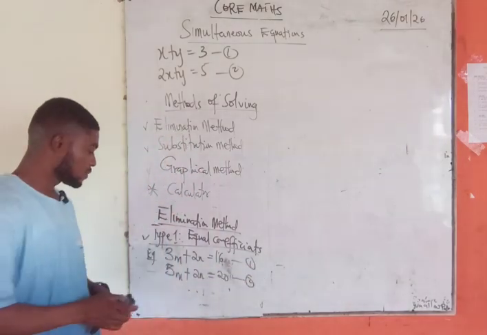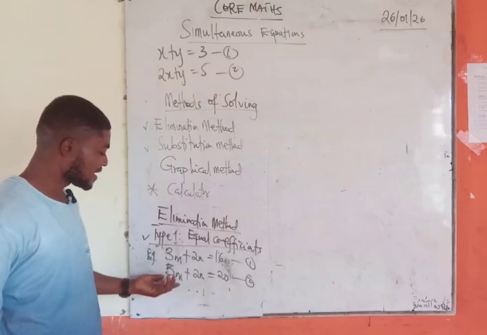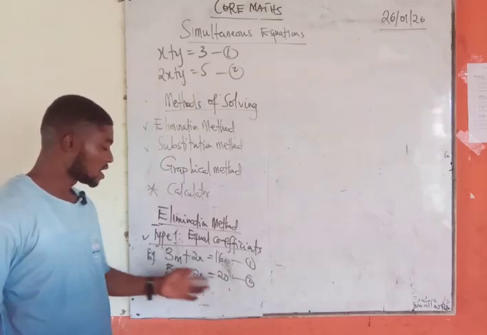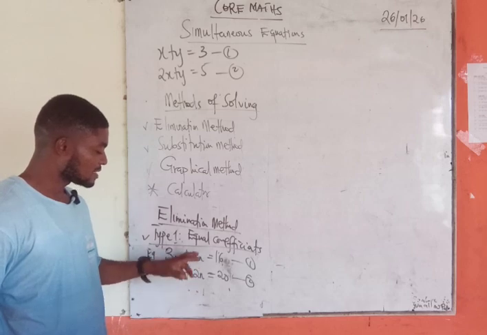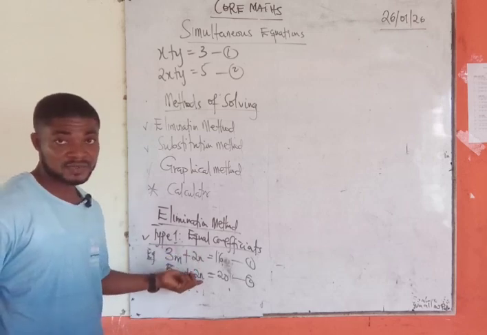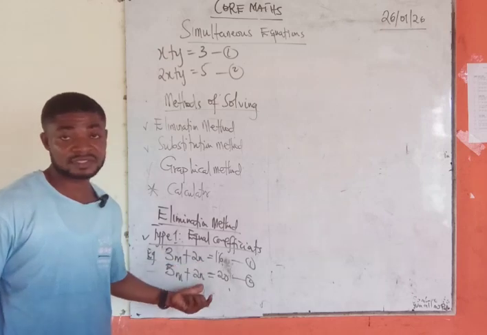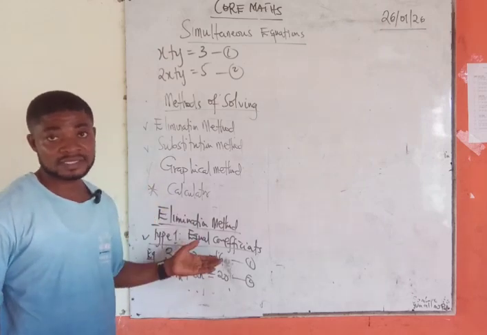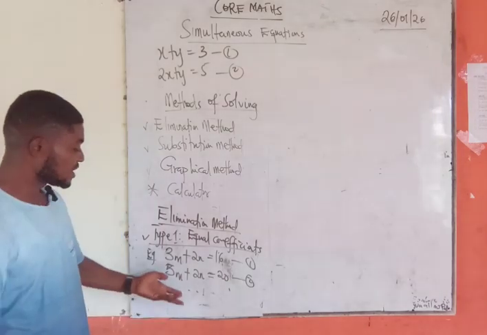So with the equal coefficients, I have 3m plus 2n is equal to 16, 5m plus 2n is equal to 20. We can see clearly from here that there is 2n here, there is 2n here, which means that the coefficients of n in equation 1 and equation 2 are equal. And this is what the equal coefficient is talking about.